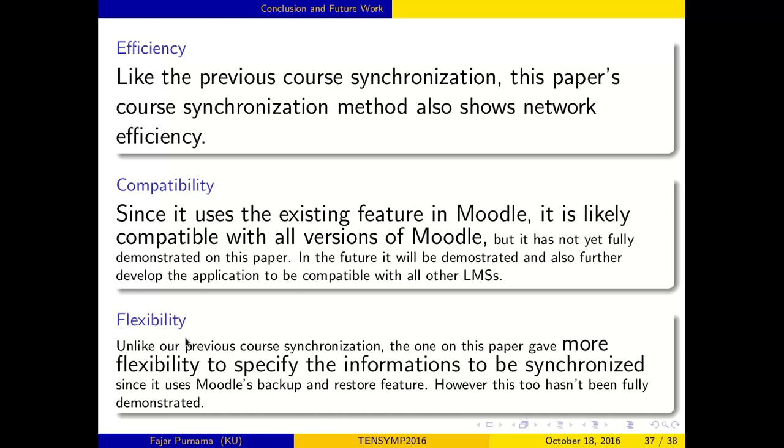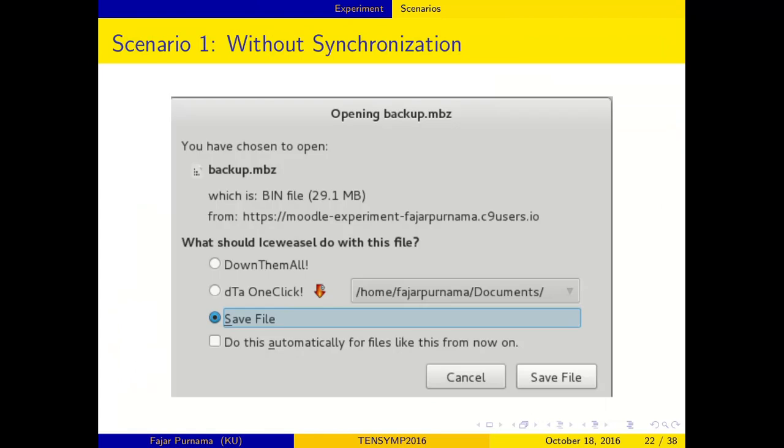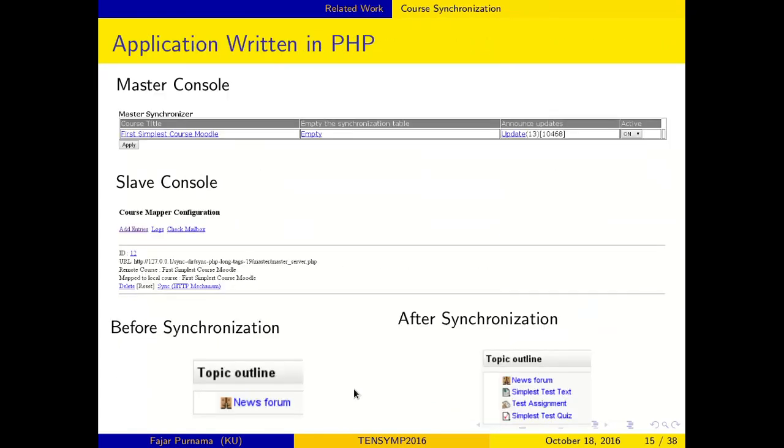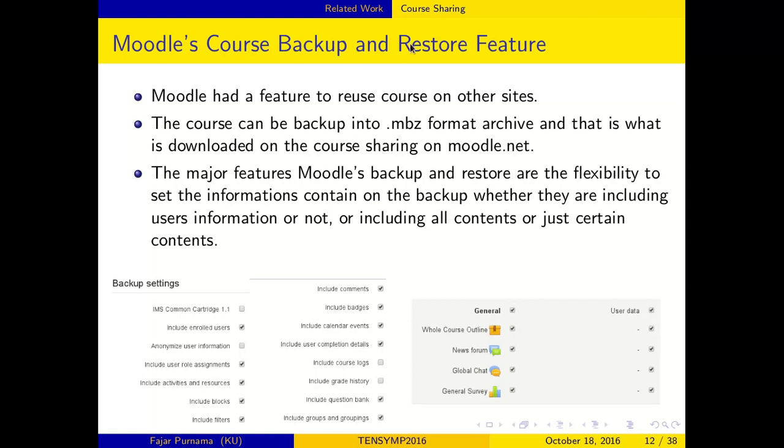Unintentionally, we get flexibility in our course synchronization application. This is unintentional, to be honest. It's because we use the course backup and restore feature, which is already quite flexible, so the application also gains flexibility. With the backup and restore feature, we can choose, for example, whether to include user information or not, and anonymize user information. And we can either synchronize the whole course content or just a part of it. We can choose by using this Moodle course backup and restore feature.